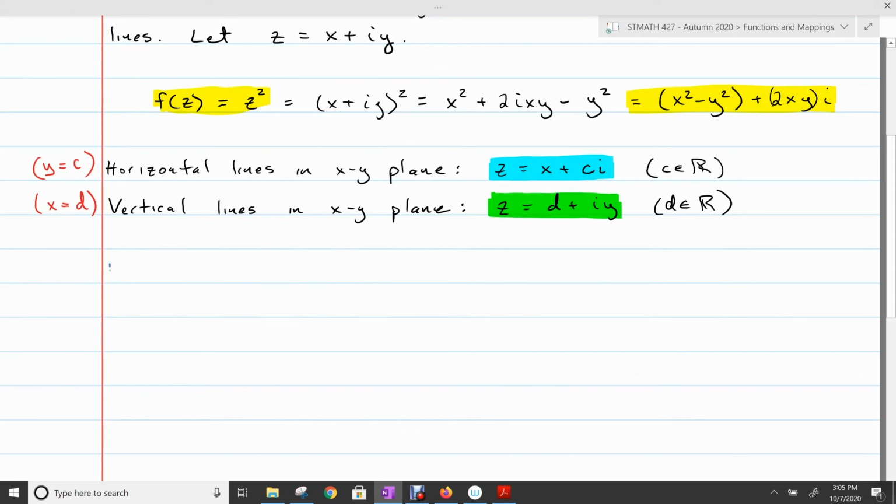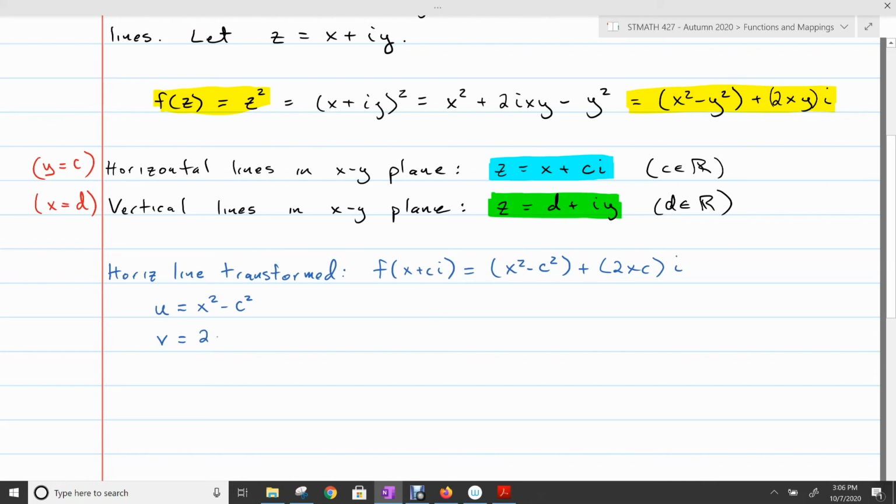So for horizontal lines being transformed, I would do f of x plus c times i. So here, all that's really going on is that x is equal to x, but y is equal to c. And I've already worked out the arithmetic in yellow above. So this would be x squared minus c squared plus 2 times x times c times i. So you've got a real part u equals x squared minus c squared, and you've got an imaginary part v equals 2 times c times x.